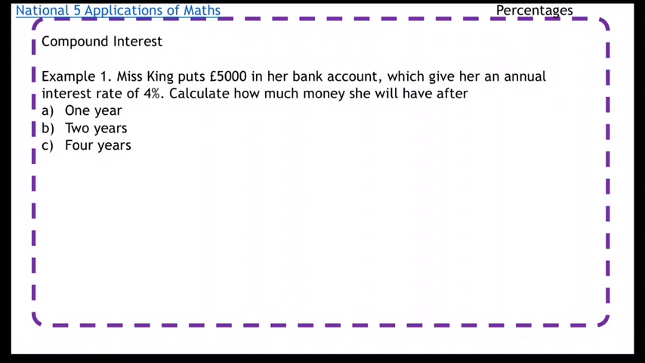So we could find 4% of 5,000 and then add it on, and that would give us how much after 1 year. And then with the new amount, you could find 4% of that, add it on again, and then do 3 and 4 years like that.